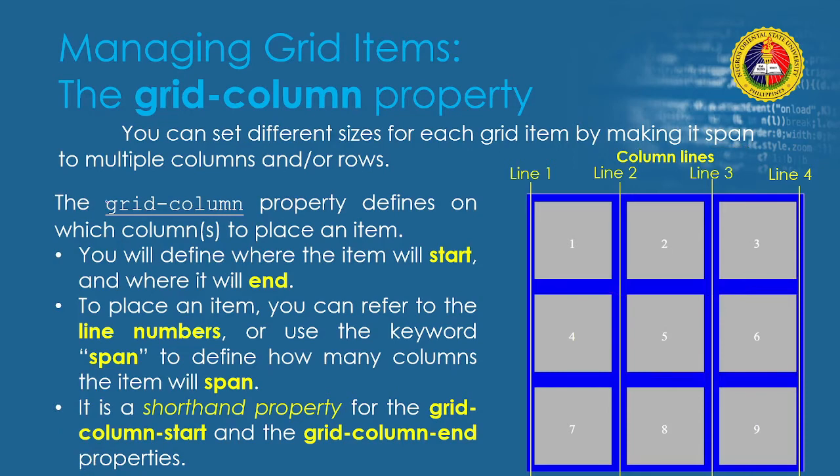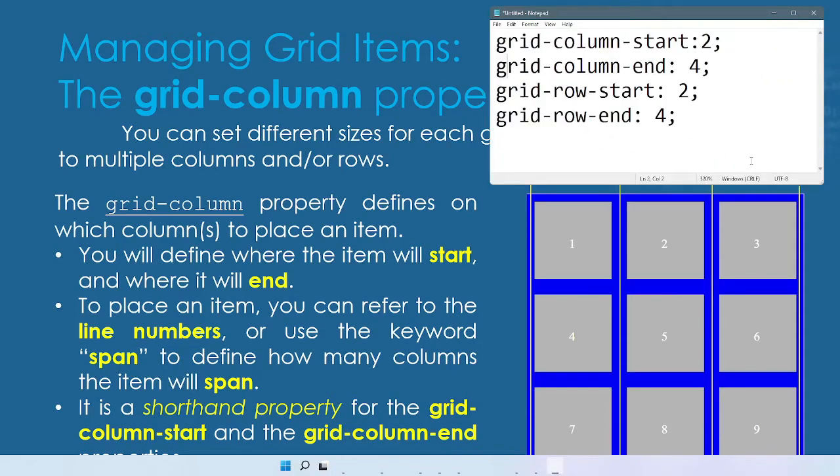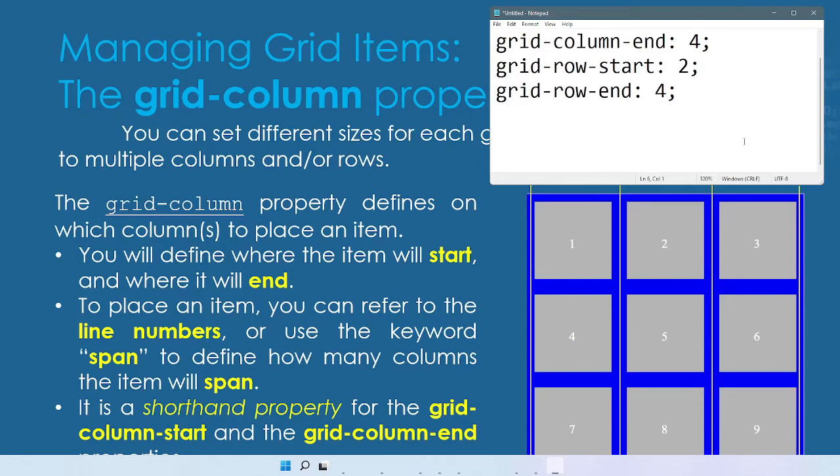Anyway, alright, so the first is grid column. The grid column property defines on which columns to place an item. Now, you will define where the item will start and where it will end. To place an item, you can refer to the line numbers. Katong gibuhat kay ina, mo refer to sa line numbers, or use the keyword span to define how many columns the item will span. It is a shorthand property for the grid column start and the grid column end. So remember, gaina, ginani na to pagsulat gaina, di ba? This is how we wrote it a while ago, di ba?